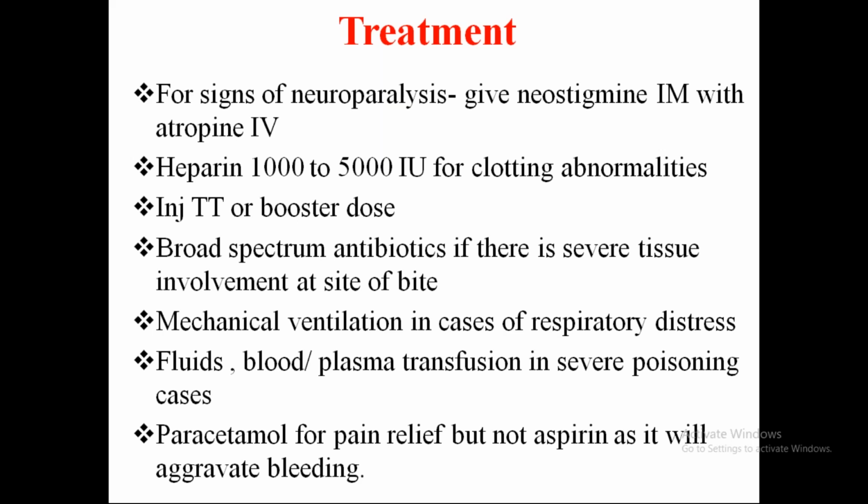And a broad spectrum antibiotic should be given if there is severe tissue involvement at the site of bite. Mostly we know that extensive necrosis occurs in case of viper bite, so in that case you have to give a broad spectrum antibiotic. Mechanical ventilation is needed if respiratory paralysis occurs in case of cobra bite. Fluids and blood plasma transfusions can be given in severe poisoning cases. Paracetamol can be given for pain relief, but not aspirin, because aspirin will aggravate bleeding. That's why aspirin cannot be given in a snake bite, whereas paracetamol can be given for pain relief.